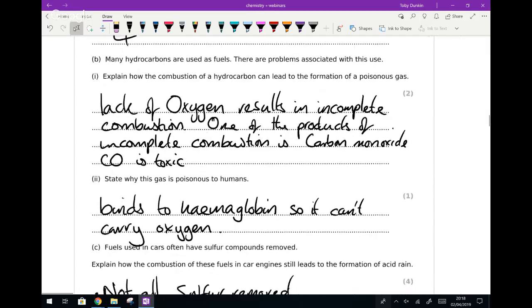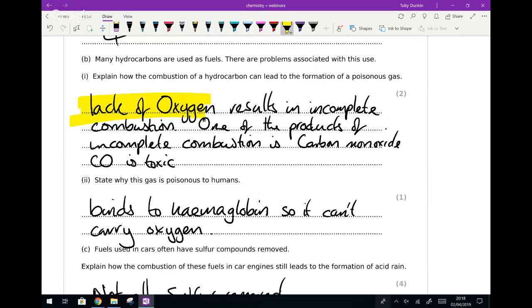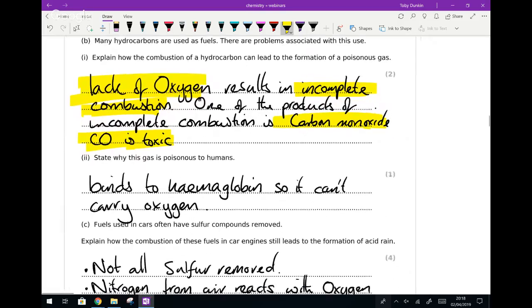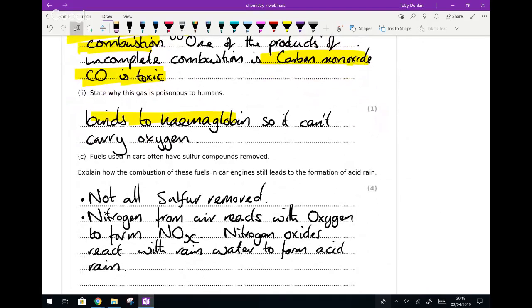So what are the marks for that, folks? They stand out very clearly. Lack of oxygen, incomplete combustion produces carbon monoxide. Carbon monoxide is toxic. Four marks. State why this gas is poisonous. It binds to hemoglobin, so it can't carry oxygen.